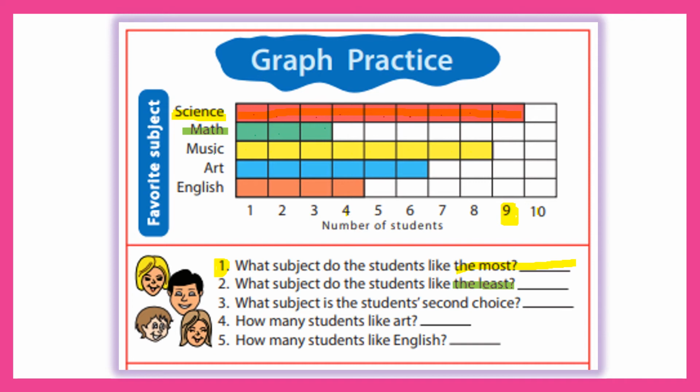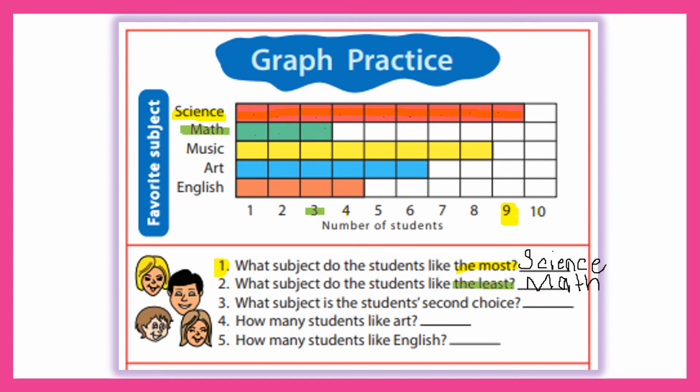Okay, I hope you said math. I kind of gave that away. Sorry about that. But yes, you're right. Math only goes up to the number 3, right? That one's the smallest. That one is the least. So the subject that students like the least would be math. So you should write math for your second choice. All right, let's go on to number 3.